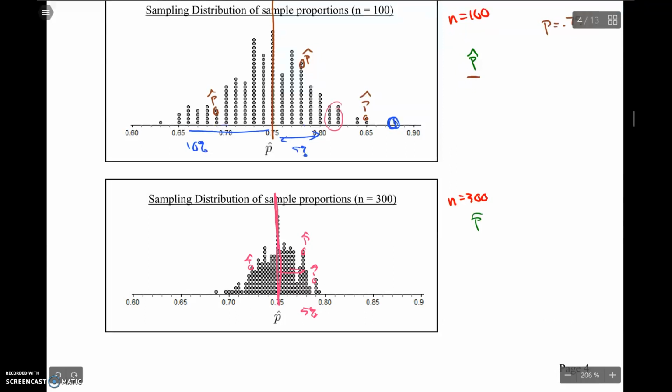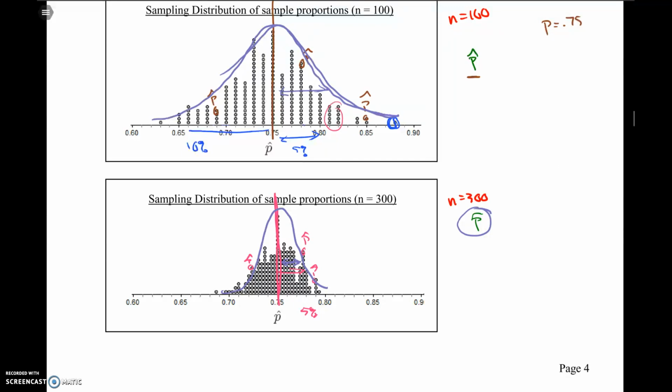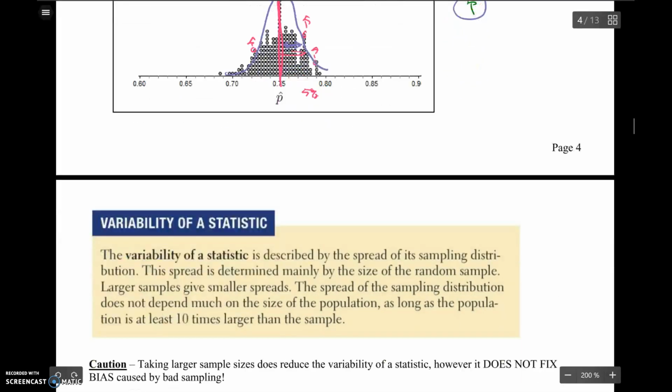I don't know if you guys are connecting the dots here, but the standard deviation of this sampling distribution is an indication of how close our sample statistics are likely to be to the true population parameter. If we have a lot of variability, then our p-hat might be off by quite a bit. If we have a small amount of variability, then there's a good chance that our p-hat is going to be relatively closer to the true proportion. So bigger sample size gives us better estimates. Why? Because of the standard deviation of our sampling distribution.